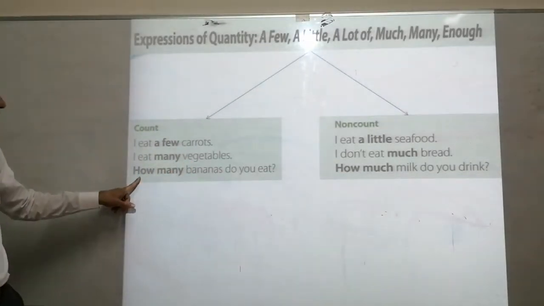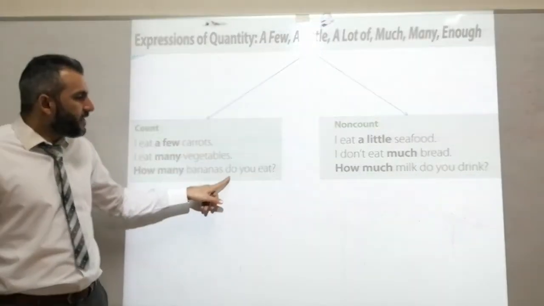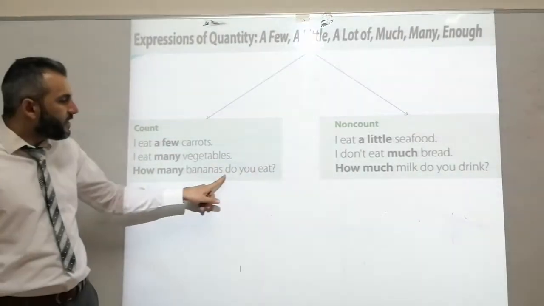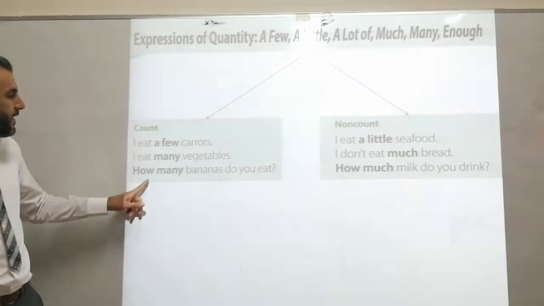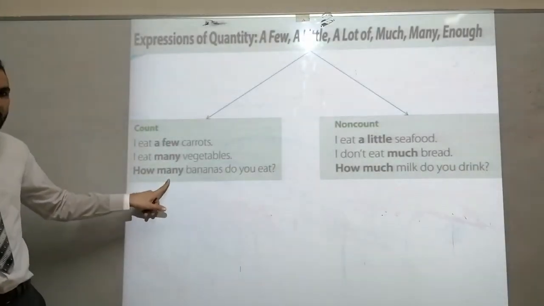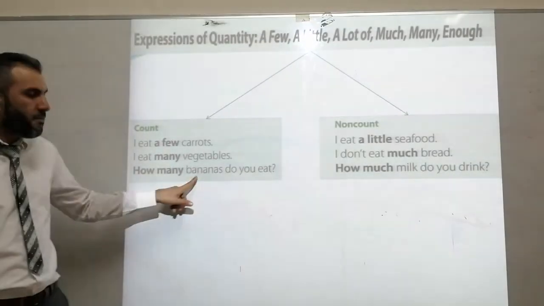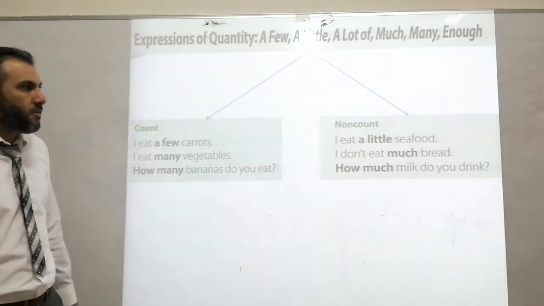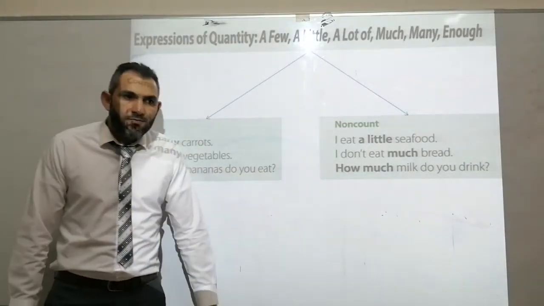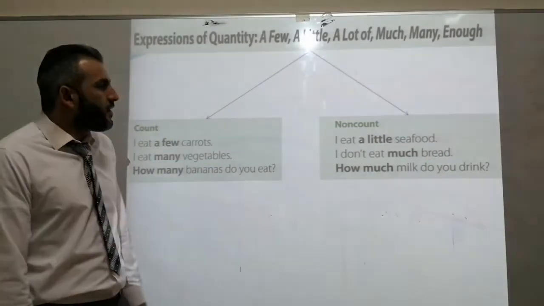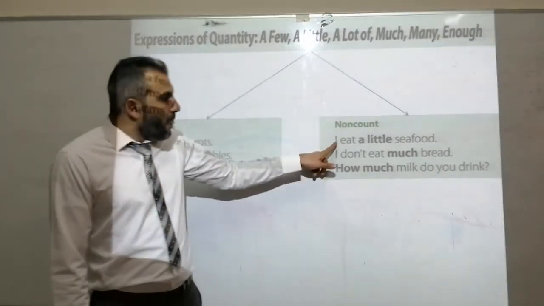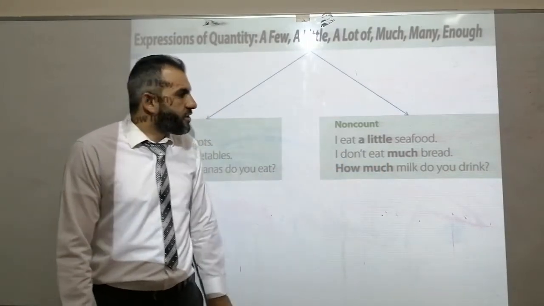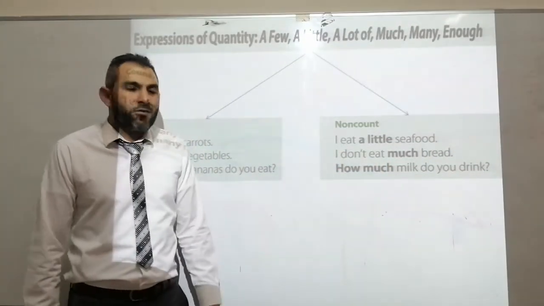Excellent. How many bananas do you eat? Here, as you see, we use how many because we have bananas. Bananas is a countable noun. Let's move to non-count nouns. We use a little, much, and how much with non-count nouns.